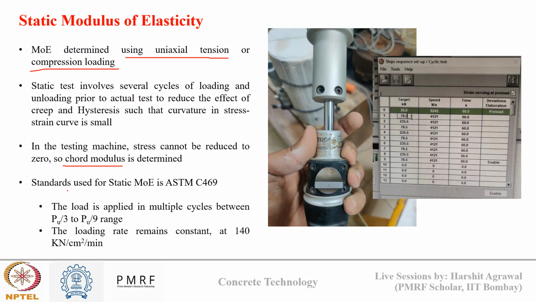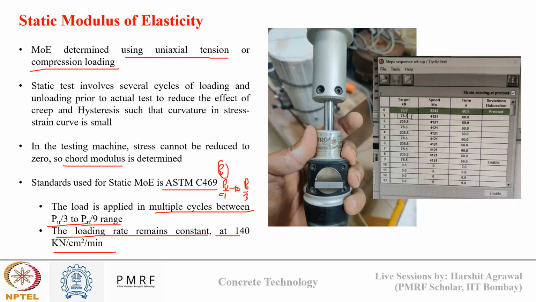How do we perform this test? For conducting static MOE, one can follow the ASTM C469 guideline, which says that the load is applied in multiple cycles between Pu/3 and Pu/9. Suppose we know the ultimate load. In the range of Pu/9 to Pu/3, we apply the loading cycles on the concrete, and the loading rate remains constant at 140 kilonewton per centimeter square per minute.